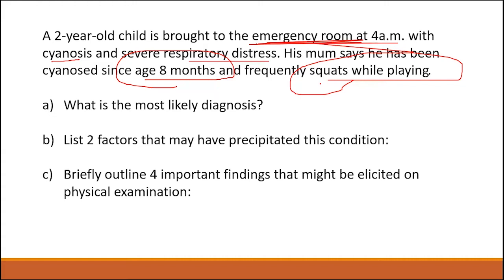All right. Now, briefly outline 4 important findings that may be elicited on physical examination. So now your patient is suffering from hypercyanotic spell. What findings are you going to see physically? What are you going to see? So 1, you are going to see poor growth. These people don't grow very well. So poor growth.